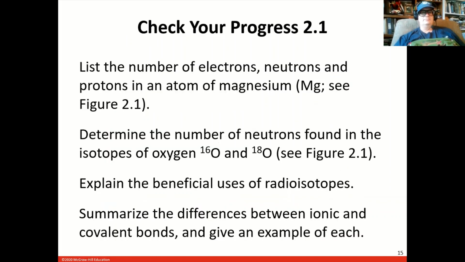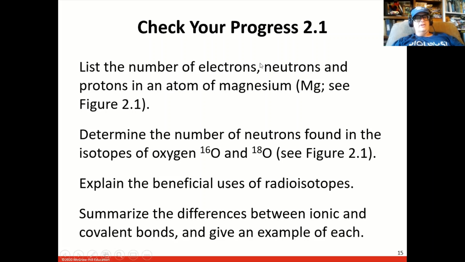Anyway, let's move on. All right, so this is a check your progress where you're going to talk about electrons, neutrons, and protons. They want to use magnesium as an example. You can read the instructions. I'm going to pause for a second here. Okay, so see if you can answer these questions. I'll pause for a second and let you do that. If you can't, stop the video, rewind it, go back, watch the last section again. Let's move on to the next section.